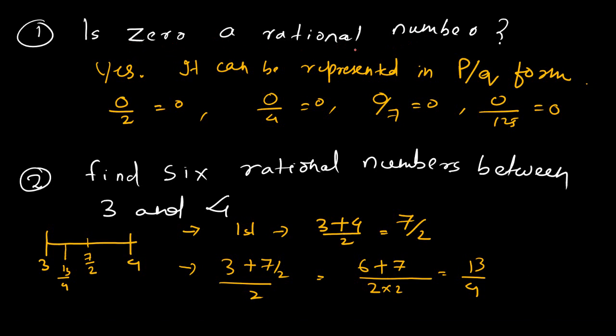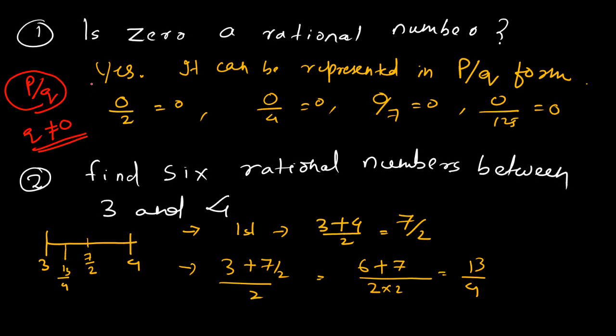This is slightly confusing to a number of people, whether 0 can be represented in the p by q form. Rational numbers should be represented in the p by q form, where q should not be equal to 0. That's the definition of a rational number. So can we represent 0 in this form?